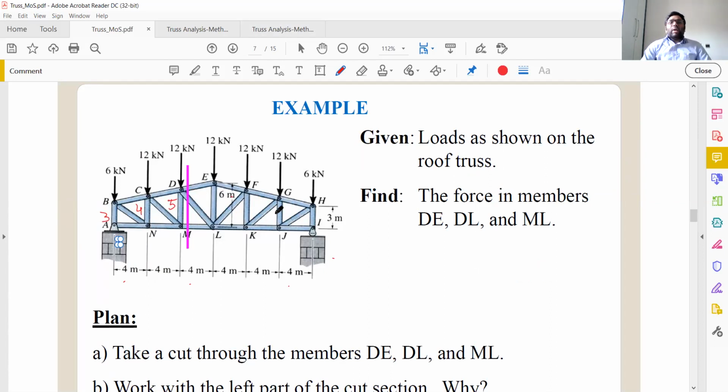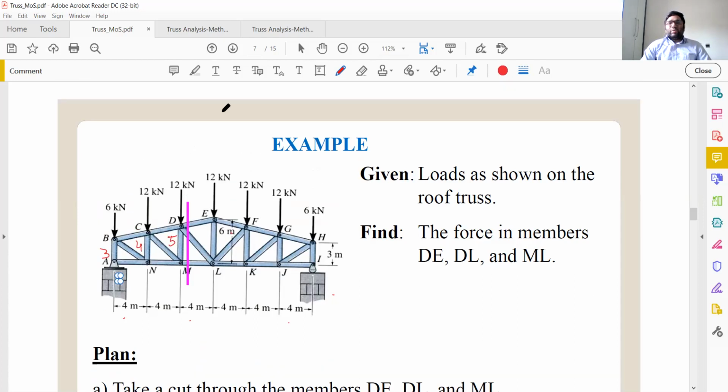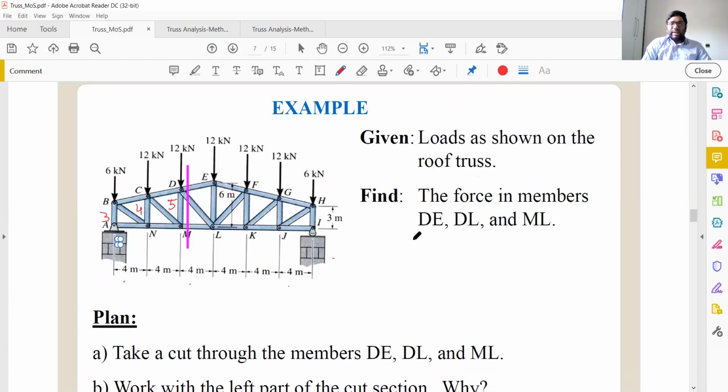Now, what do we need to calculate? We need to calculate the forces in the members DE, DL, and ML. See here, this is DE and this is DL. And this is ML.